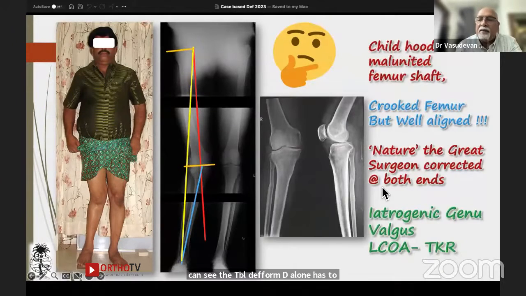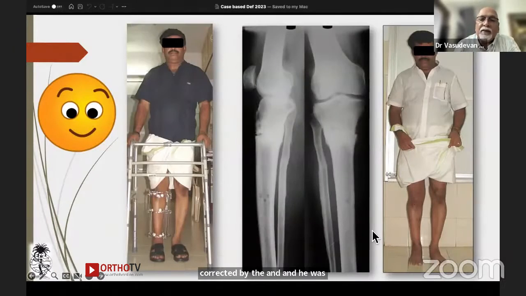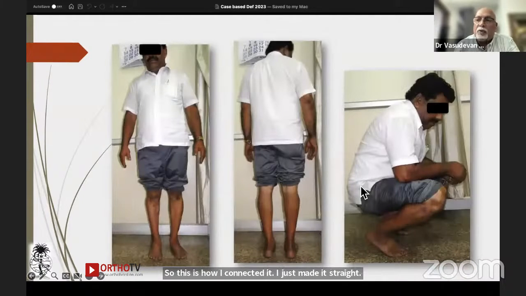So again, he had a childhood malunited femur shaft, looking like a crooked femur but well aligned. Nature, the great surgeon, has corrected the femur deformity at both ends. And the iatrogenic genu valgus was not corrected by nature and resulted in lateral compartment arthritis. And he was advised total knee replacement. So this is how I corrected it. I just made it straight. You can see the lateral compartment is much better, and he can even squat on the floor.